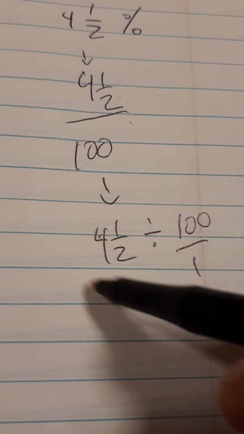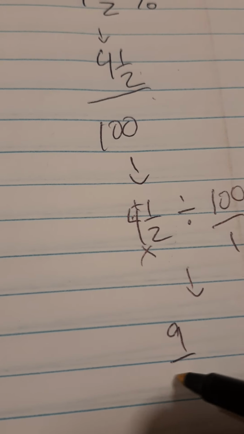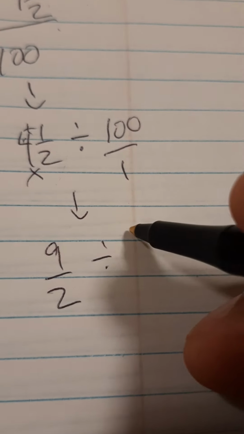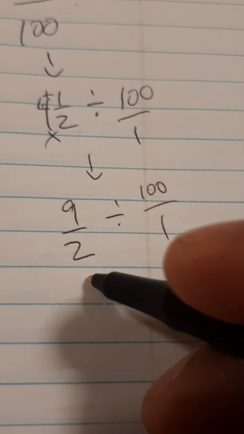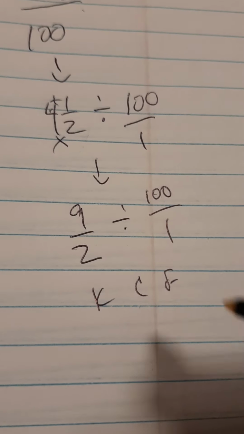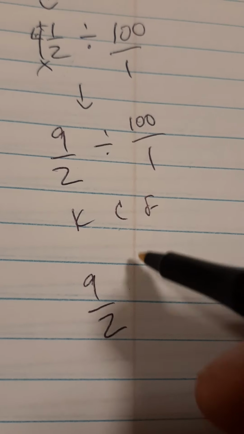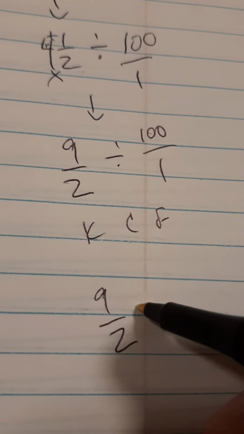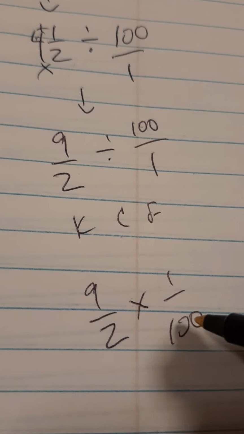And now we've got to turn this mixed number into an improper fraction. 2 times 4 is 8. 8 plus 1 is 9. Our new problem is 9/2 divided by 100 over 1. Now you should be thinking KCF, keep, change, flip. So we're going to keep the 9/2, change the division symbol to multiplication, and then flip the 100 over 1 to 1 over 100.